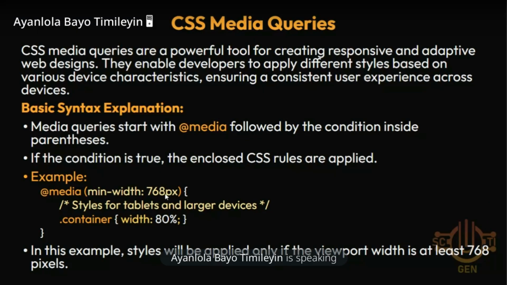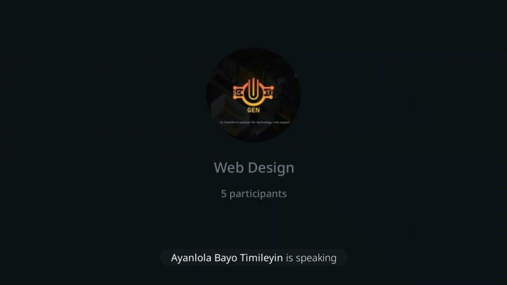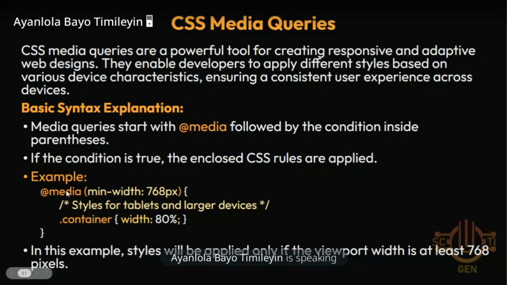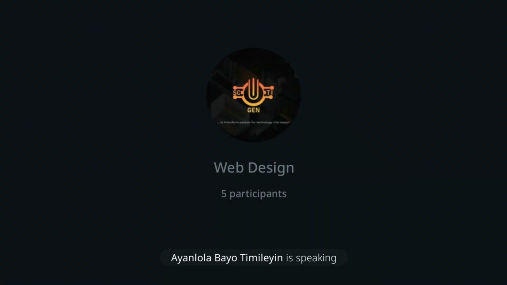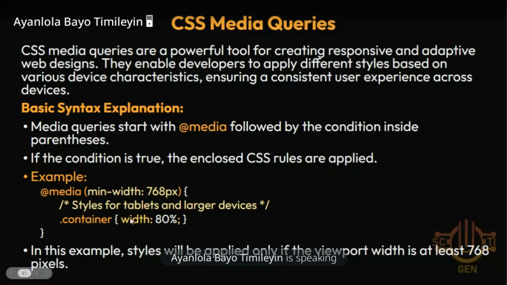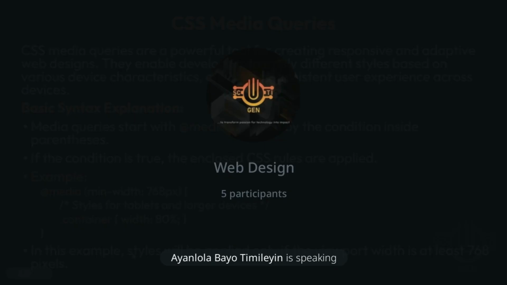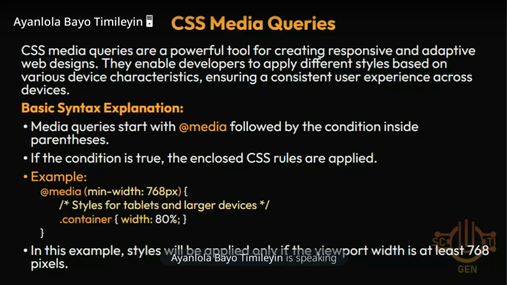So here is a perfect example. So @media, minimum screen, that's our minimum width, 768 pixels, right? And then in the declaration block, what you're seeing here is styles for tablets and larger screens. So container width set to 80%. So in this example, styles will be applied only if the viewport's width is at least 768 pixels.